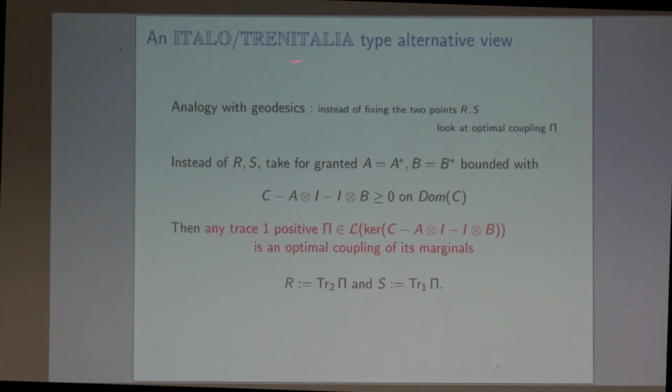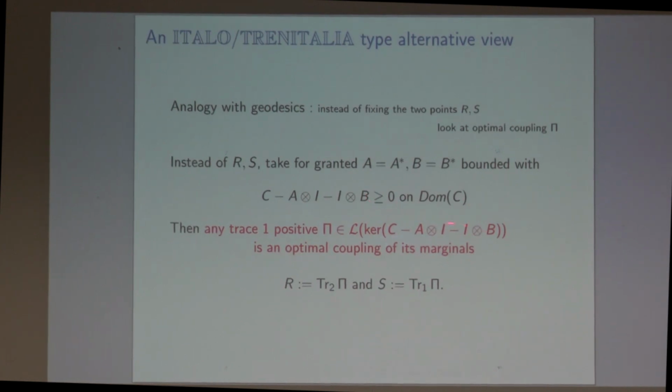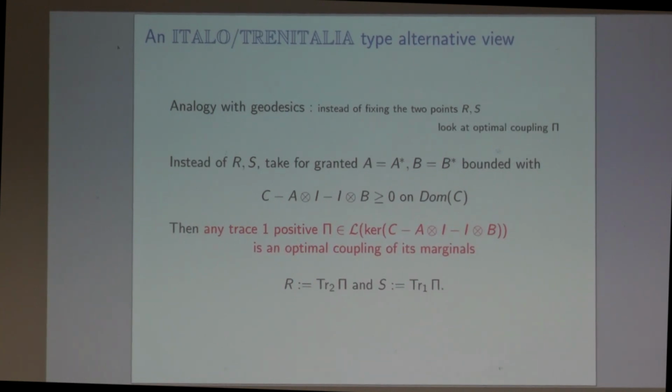So suppose you have this, and suppose that the kernel of this operator, which is positive, is non-trivial. It's not the empty set. It's a vector space of dimension maybe infinite, maybe just 1, etc. And suppose that you take a pi, which is a bounded operator, positive, of trace 1. That is a coupling of something, but you don't know the something, in fact.